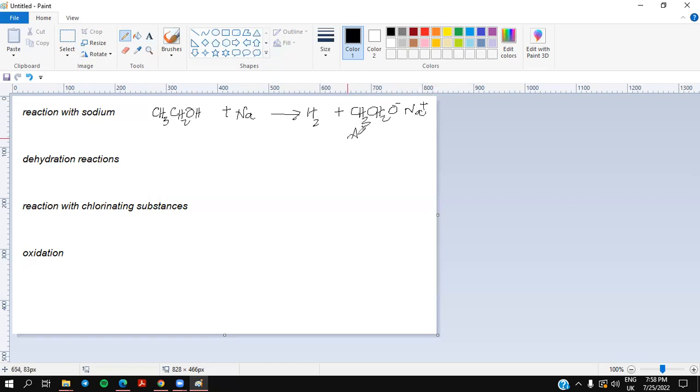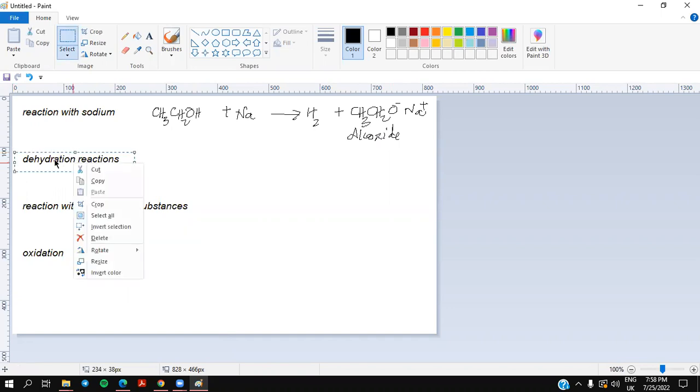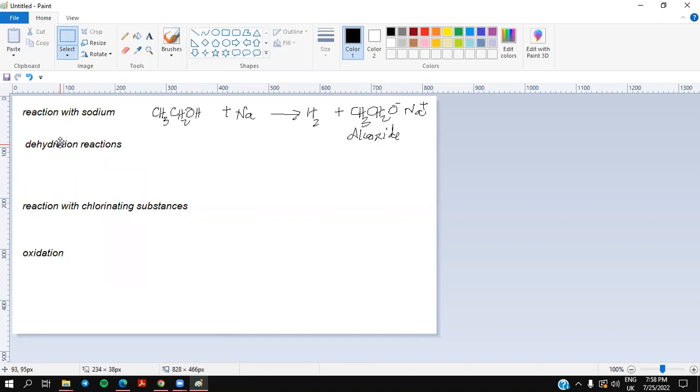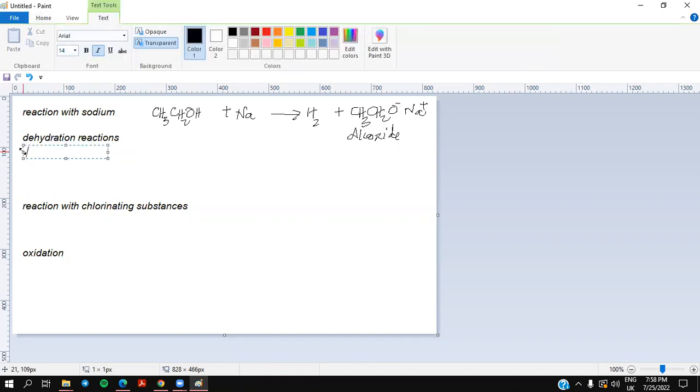This is called an alkoxide, generally alkoxide. And this alkoxide is sodium ethoxide. We discussed this in the last week's lesson. And then we go to dehydration reactions. Dehydration means removal of water molecule. When an alcohol is reacted with dehydrating agents, we have 2 dehydrating agents discussed in our syllabus.